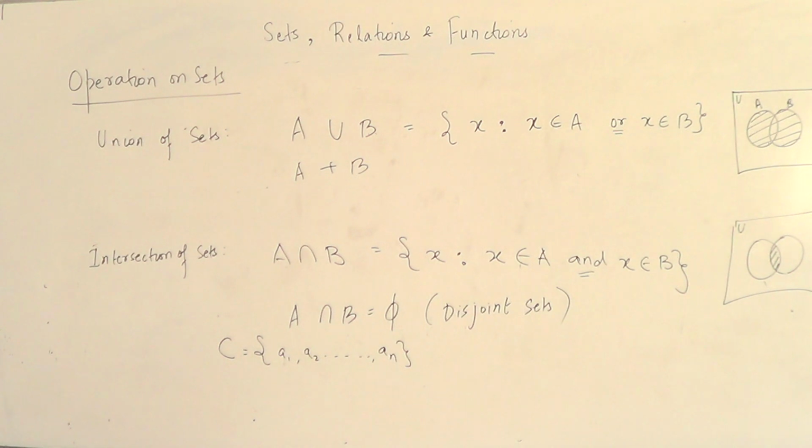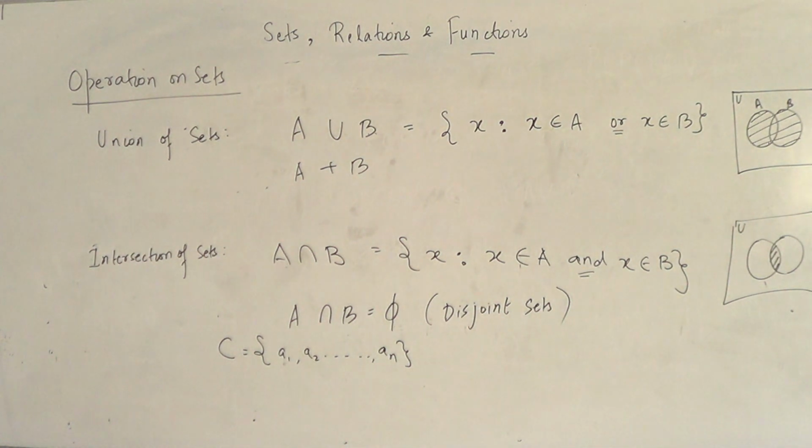Wait, they should be disjoint. How many pairs of disjoint sets can you make from the set C? Is it 3 to the power of n? You're very close. What will you answer?